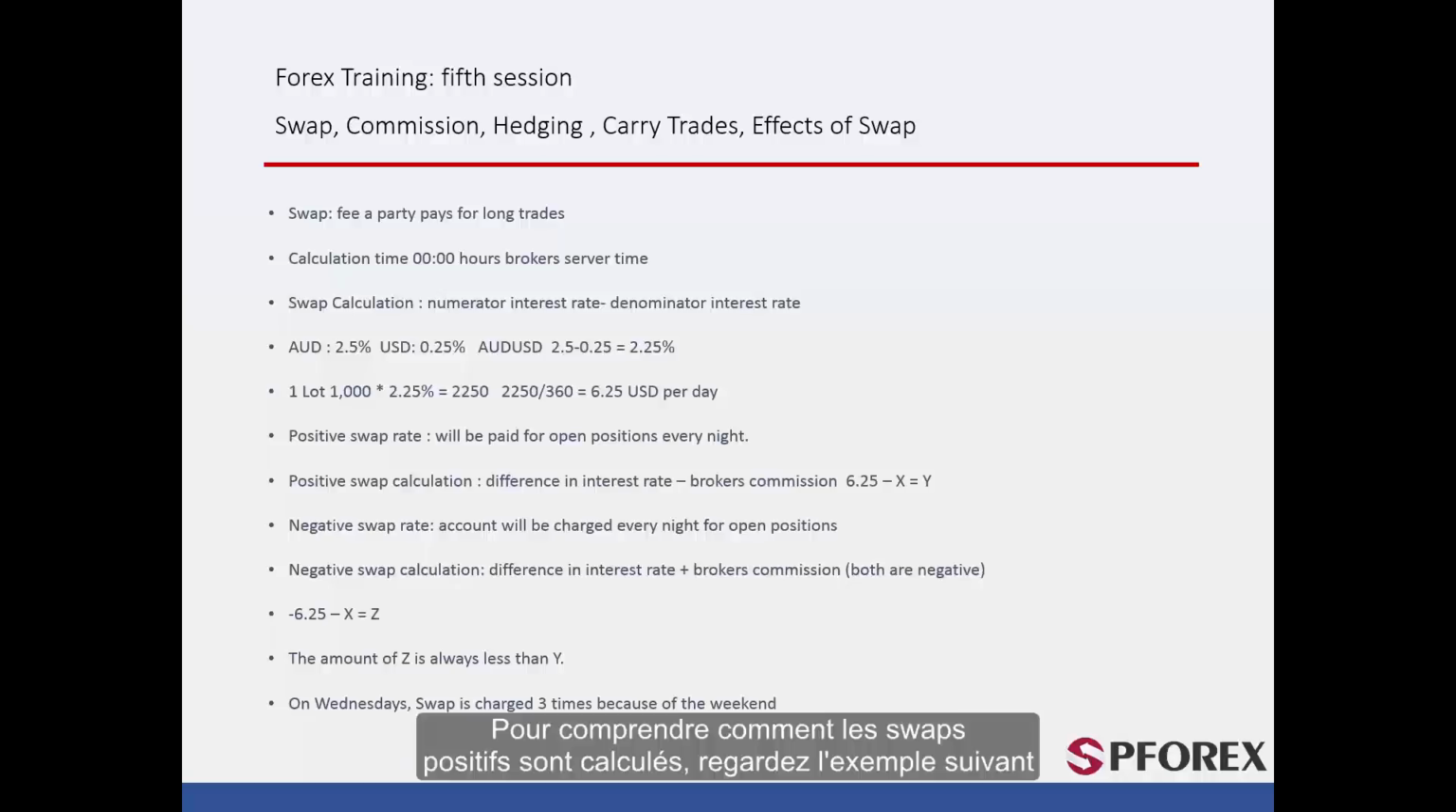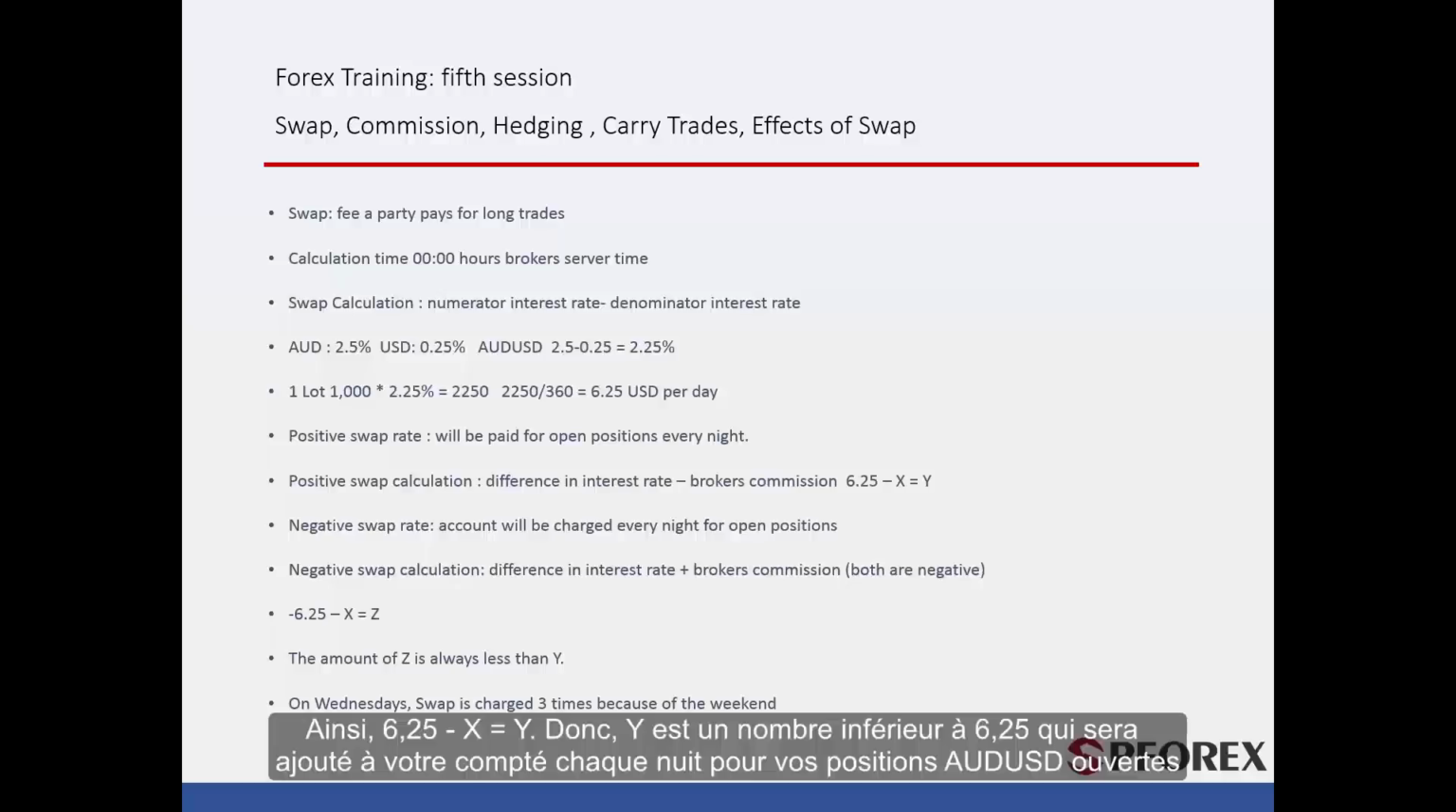To understand how positive swaps are calculated, look at the following example. The difference of interest rates, in this case Australian against US dollars, as we calculated before, is 6.25 minus X, which is the broker's cut, which equals Y. Thus, 6.25 minus X equals Y. So Y is a number less than 6.25 that will be added to your account every night for your Australian against US dollars open positions.